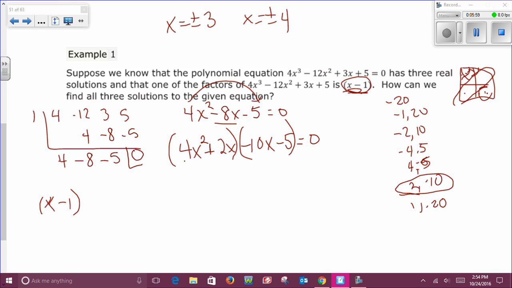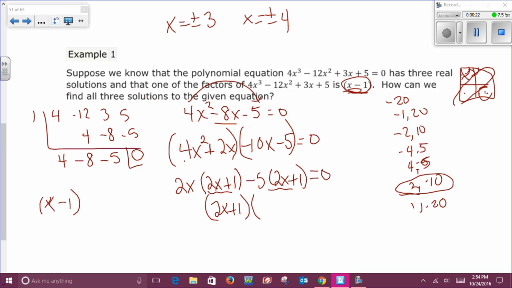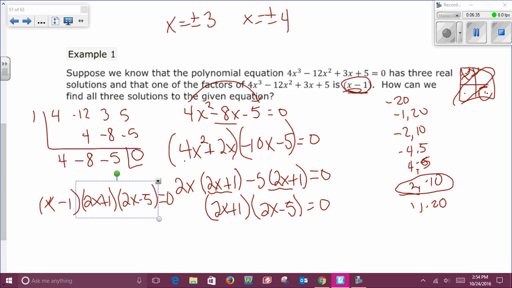So 4x squared plus 2x has a 2x in common, and when I divide that out, I get 2x plus 1. And negative 10x and negative 5 have a negative 5 in common, so I'm left with 2x plus 1. Now notice that my parentheses are exactly the same, so that means that one of my common factors is 2x plus 1, and then what's left over is the 2x minus 5. So that's my other factor. So that's going to be 2x plus 1 and 2x minus 5 equals 0.